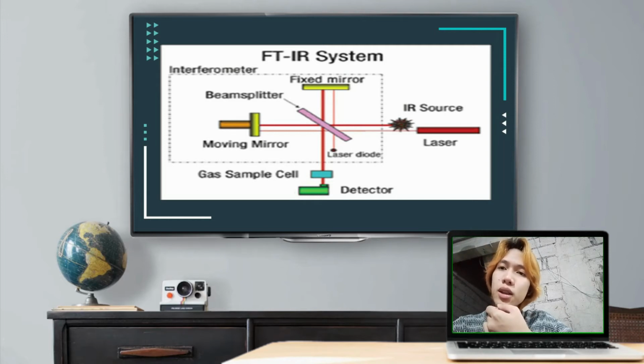The next one is the interferometer, or the two strategic mirrors, moving and fixed, that function as an interferometer. The motion of the moving mirror varies the total path length relative to the fixed mirror beam.